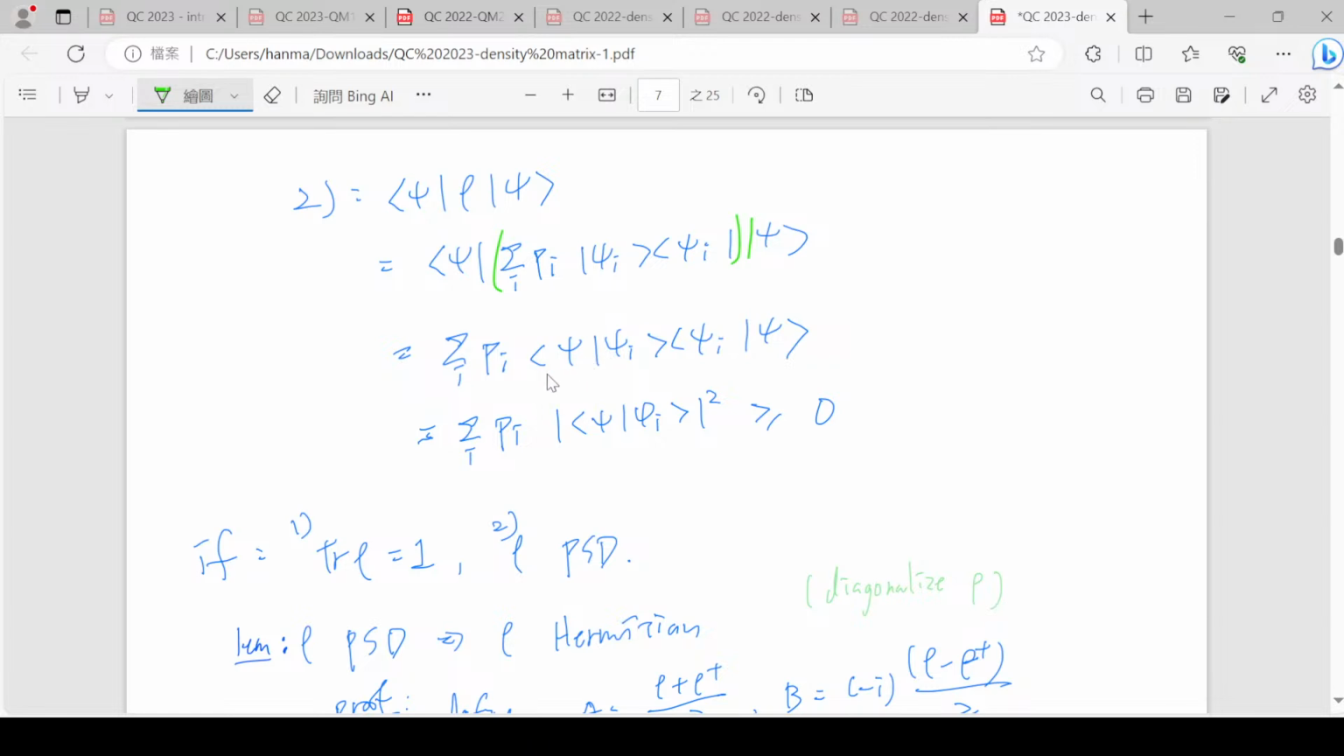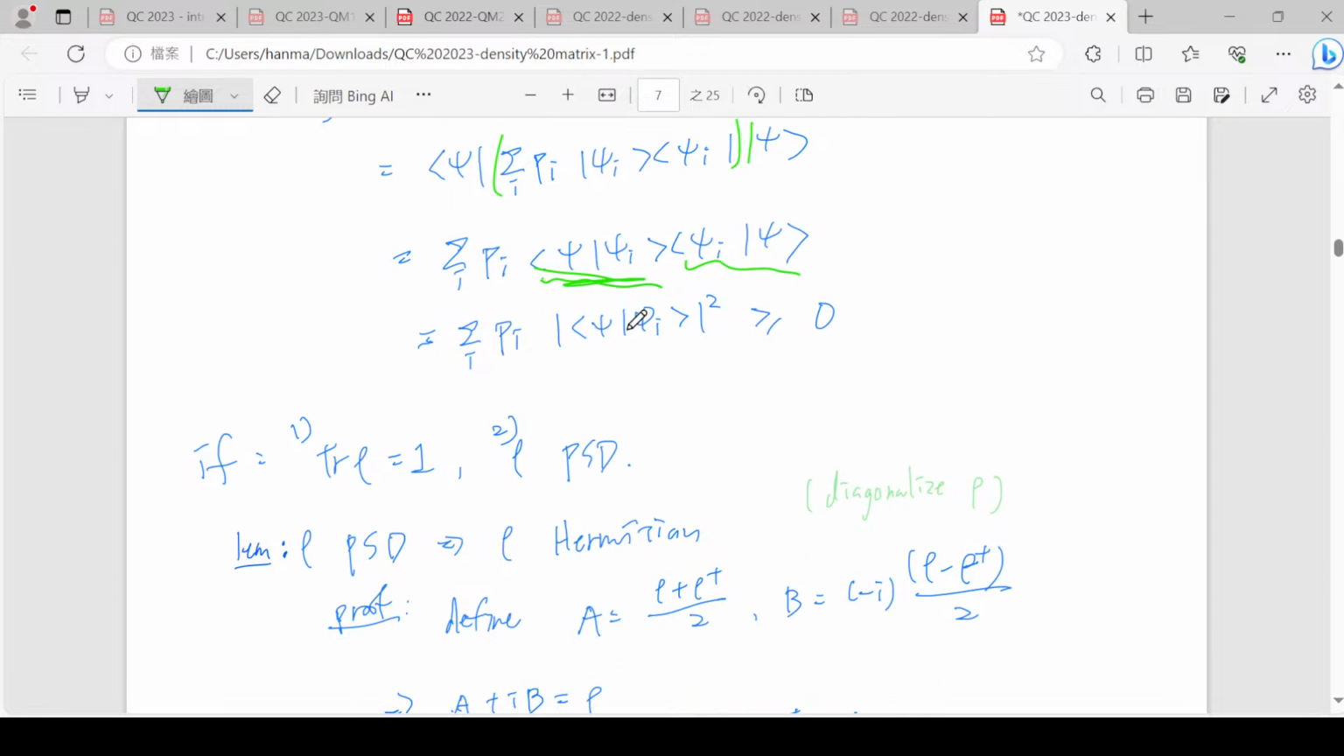Because here we are saying this is a number and this is a number, and this number is actually the dagger of that one, and the dagger of a number is just its complex conjugate. So it's just the norm squared of this number, and the norm squared is going to be positive. Then pi is also positive, so you are summing over a positive semi-definite thing, and it should be greater than or equal to 0. Okay, so we proved that rho is PSD. Should be a pretty easy question.